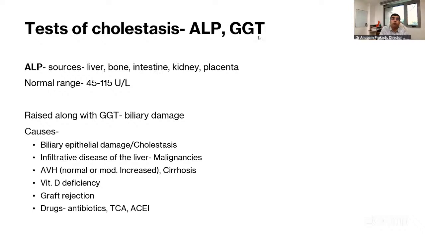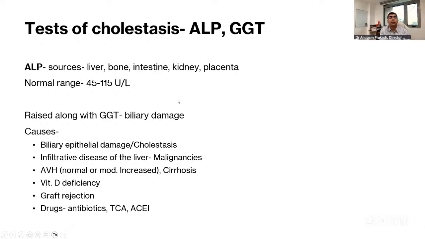Now, the range could be anywhere from 45 to 115, I have written, but yes, there are different assays, and in fact, it can go up to 250 or 300 also, which may be a normal range. In fact, when I was a student, it was calculated in KA units. So, depending upon different assays, you should consider up to 250 or 300 a normal range for alkaline phosphatase.